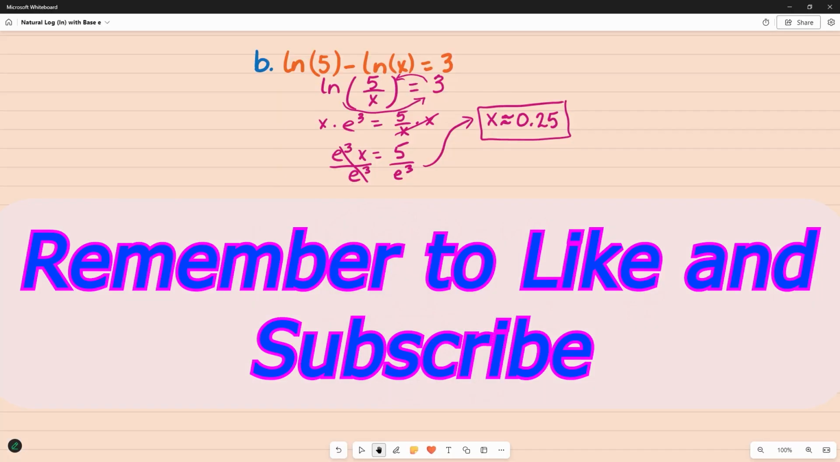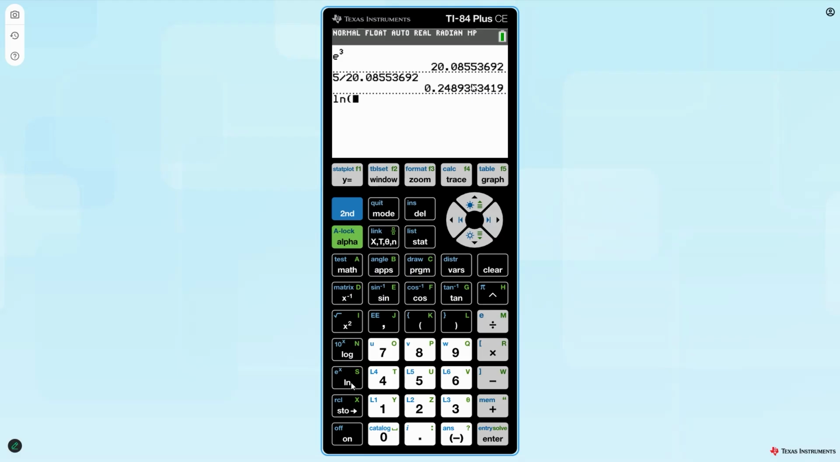I would have to put that 0.25 back in and then check it. However, for this one, what I would have done is copied everything. So I would have typed in natural log of 5 minus natural log of all of this, copy it, paste it, and then it's supposed to equal 3.